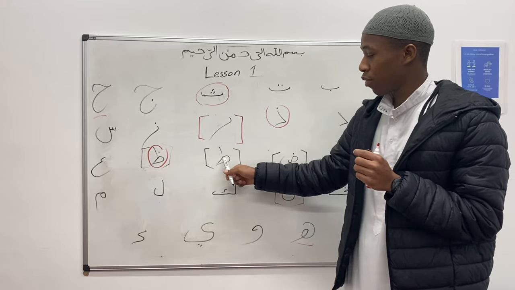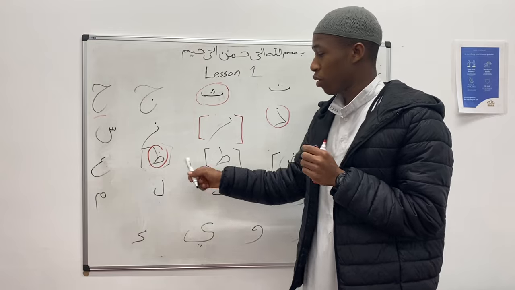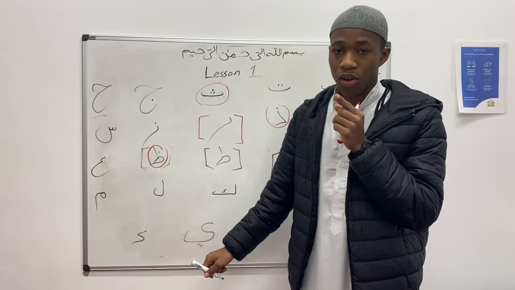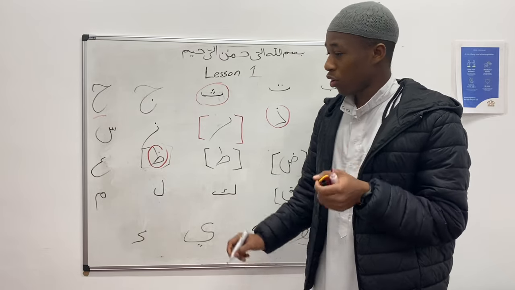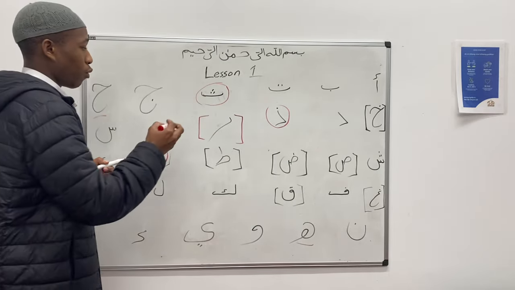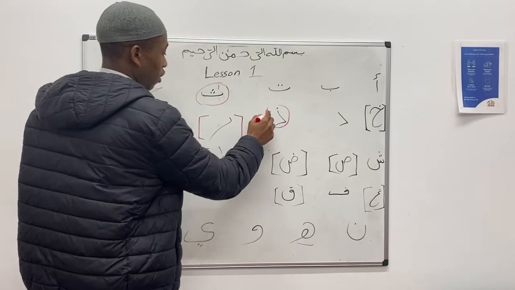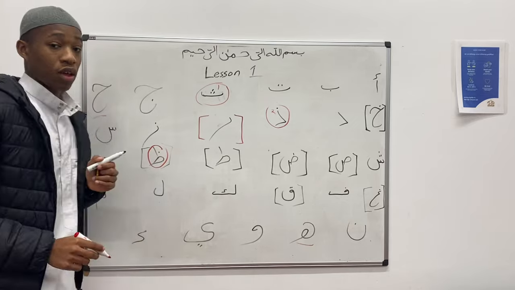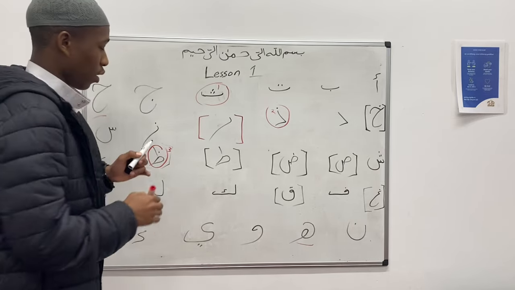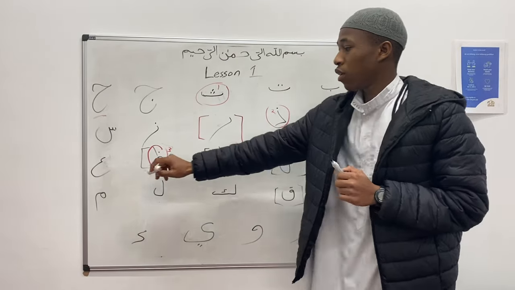Ta. It is also part of the full mouth letters. Tha. You need to bring out your tongue. So these are the only three letters when pronouncing them we bring out our tongue. Tha, and the second one, dhal. The third one, dha, and still dha is part of the full mouth letters.